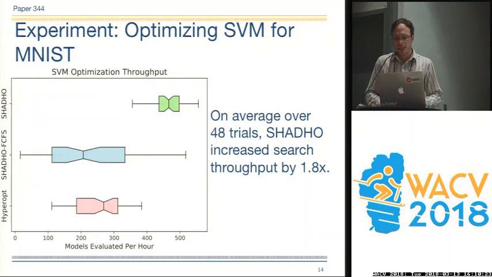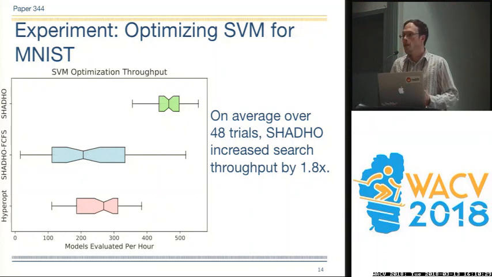And what we found was that over 48 trials, SHADHO was able to increase the search throughput by a factor of 1.8 over HyperOpt and over itself. So by distributing based on these heuristics to the correct hardware, we can search through double the number of models that a first come first served method could do.